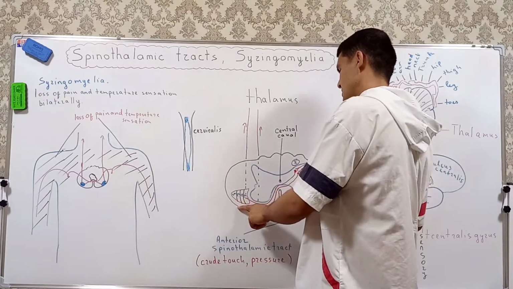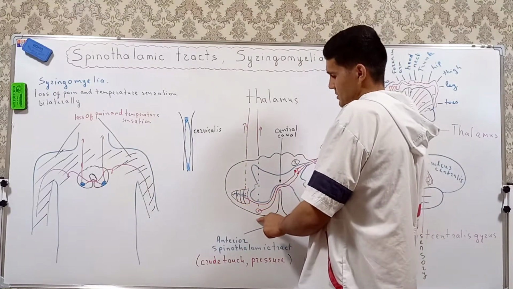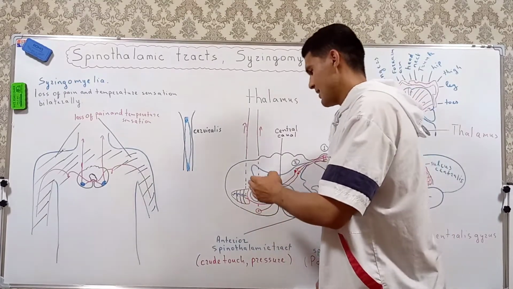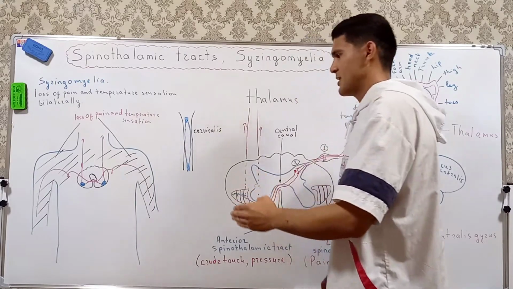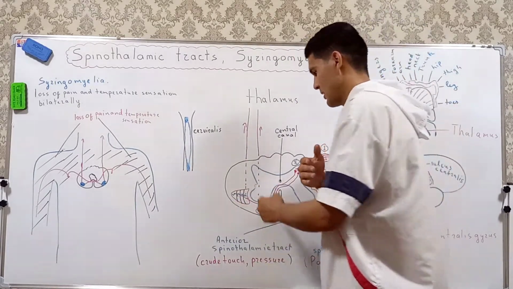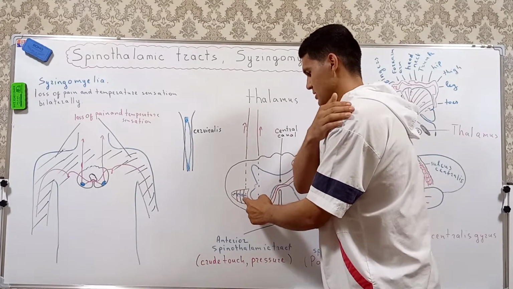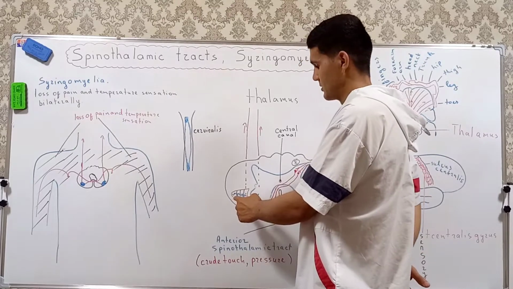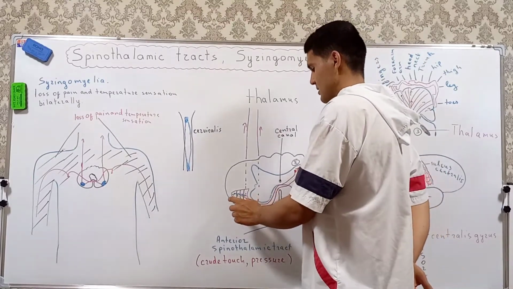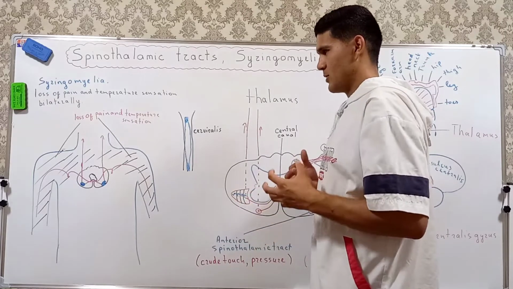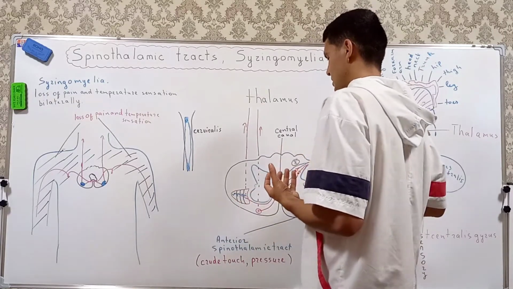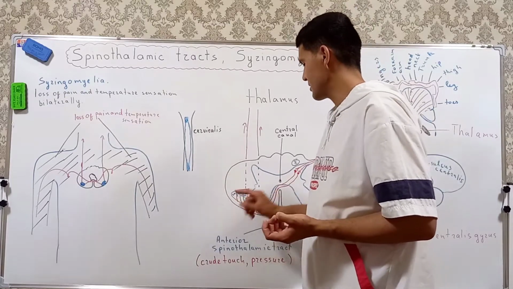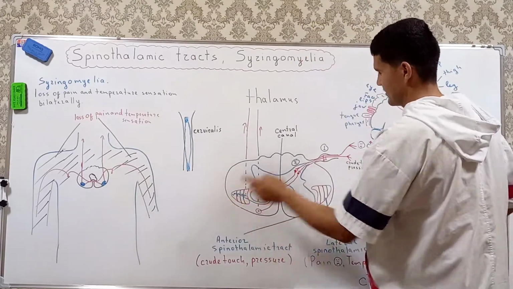That's the lateral spinothalamic tract, that's the anterior spinothalamic tract. Look, there is a special and important point: the location of these fibers according to the parts of the body. That's the cervical part, that's the thoracic part, that's the lumbar part, and that's the sacral part. Information from all of these parts of the body is carried in these special parts of the spinothalamic tract.